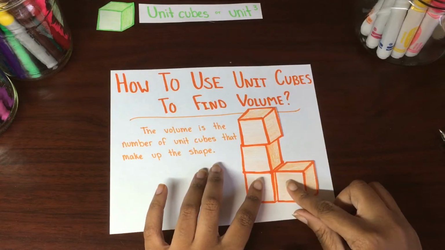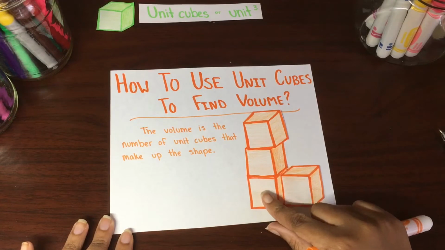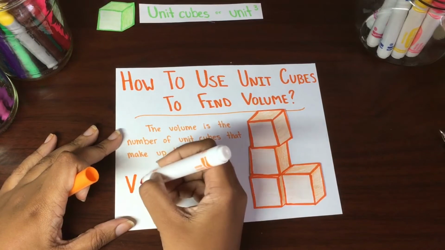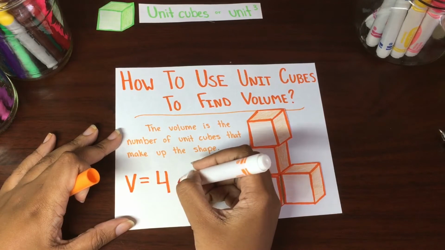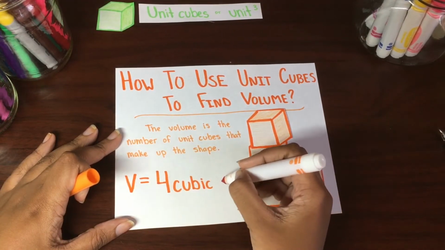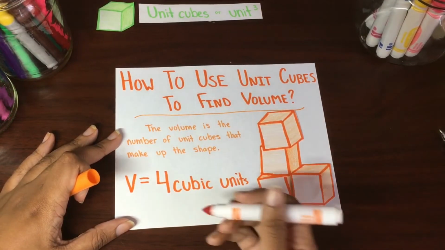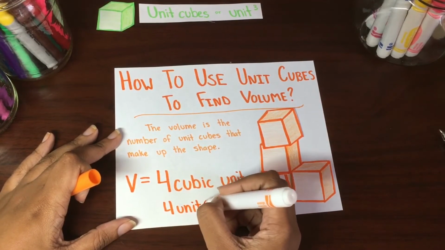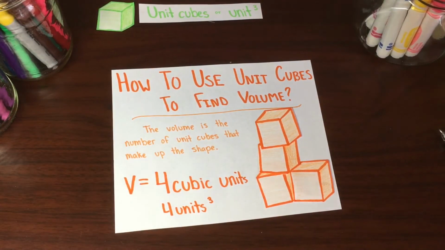What would our volume be? So since we have 4 unit cubes, as we just counted together, that means that our volume is equal to 4 cubic units. You can also write it as 4 units cubed to just shorten it up.